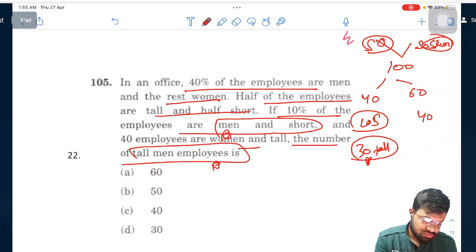10% of the employees, that means 10, are men and short. So 30 are men and tall. Okay, out of this 40.